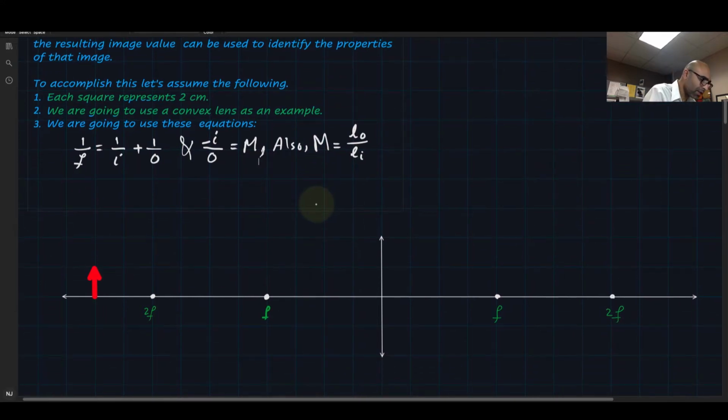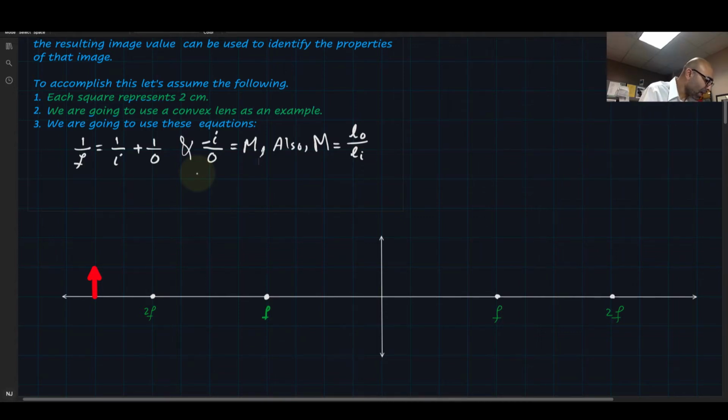Okay, I just want to remind you before I start, we're going to use the ray tracing to find the properties of the image first, and then we're going to use these two equations to find out if the ray tracing and the equations agree with each other, and that will actually help us understand better what's going on.